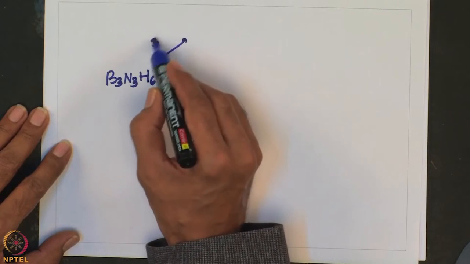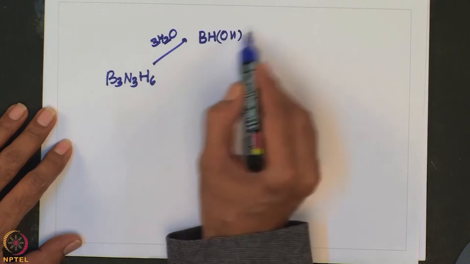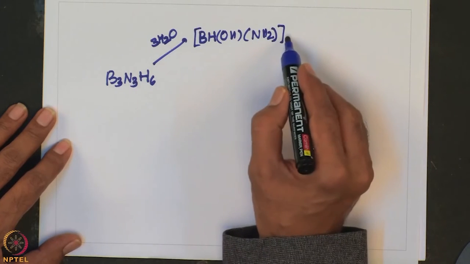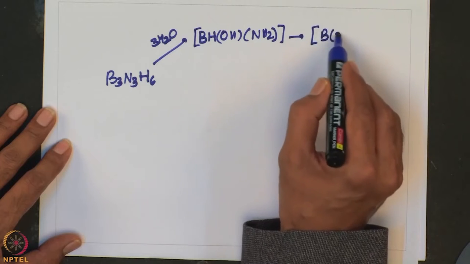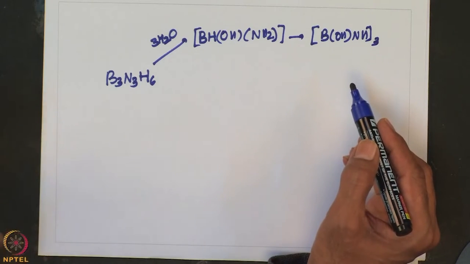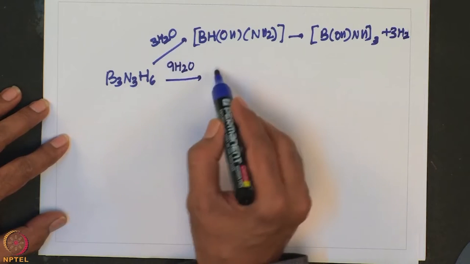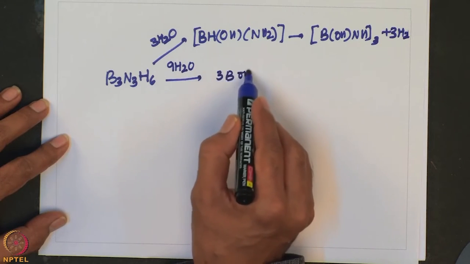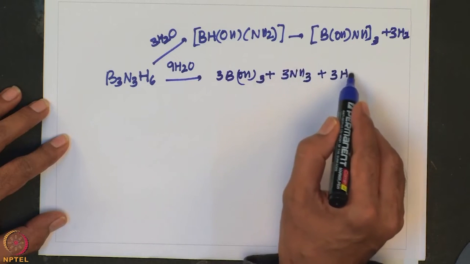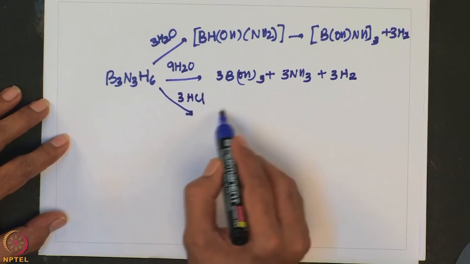So, when it is treated with water, it forms BHOH NH2, which in turn gives hydroxyborazine. And if you treat with a little excess of water, it gives boric acid. On treatment with hydrochloric acid, it forms chloroborazine.